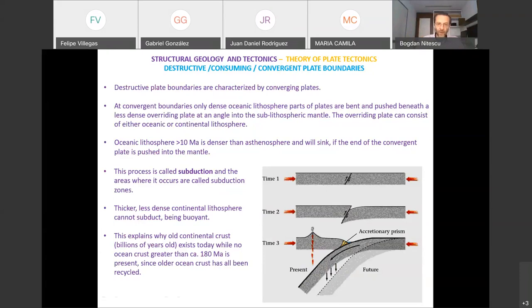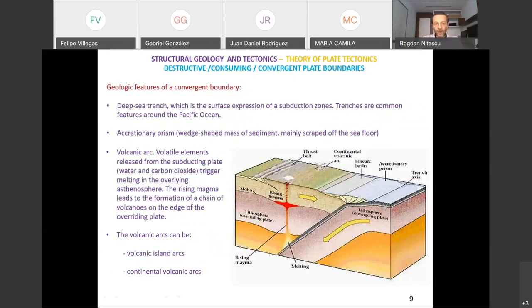All right, so one thing about it. Let's look now at the geologic features of a convergent plate boundary. You see these names here. Just to go through them a bit, when we discuss orogenic belts, we will discuss, for instance, what a thrust belt is. Here in Bogota, we are in a thrust belt. You can imagine this is a case that corresponds to the Andes.